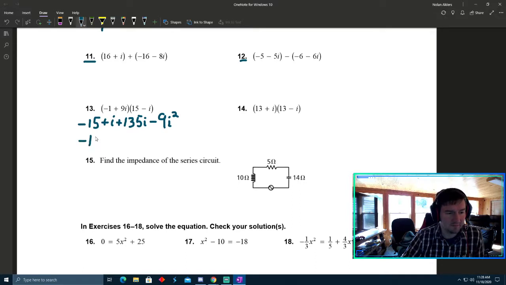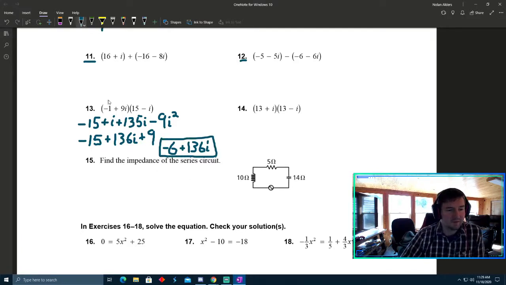Let's do negative 15. And then i plus 135i is just 136i. Okay. And then i squared is negative 1. So we could replace that i squared with a negative 1. Negative 1 times negative 9 is just positive 9. And then we could add these two together, 9 and the negative 15. So for our final answer, we would get negative 6 plus 136i.